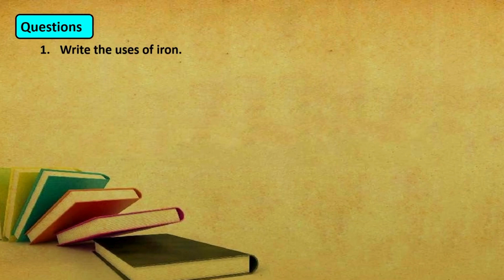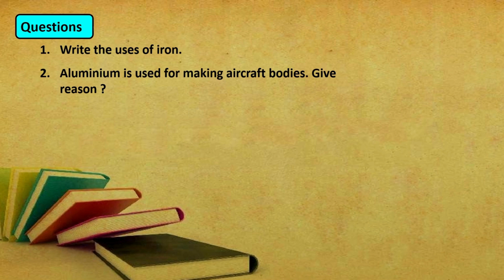Questions. Question number 1. Write the uses of iron. Question number 2. Aluminium is used for making aircraft bodies. Give reason. Question number 3. Write the common uses of copper and silver.